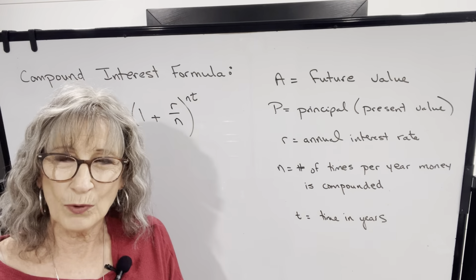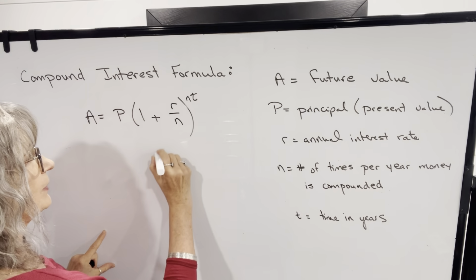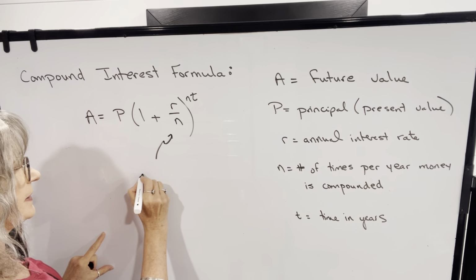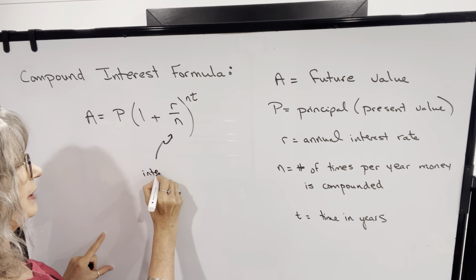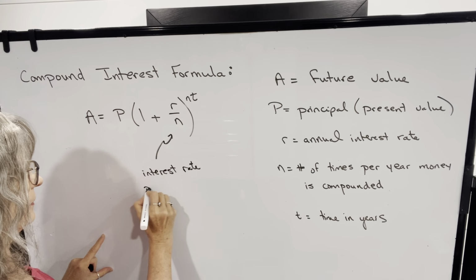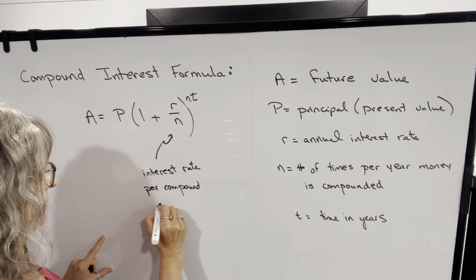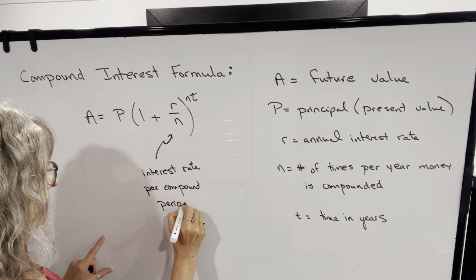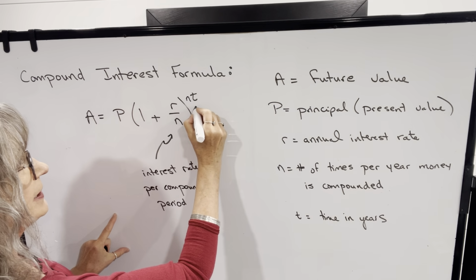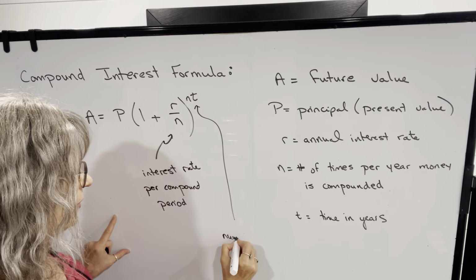One way that you can think of it to hopefully make it easier is that this value here, R over n, represents the interest rate per compound period. And this exponent, n times t, will represent the number of compound periods.